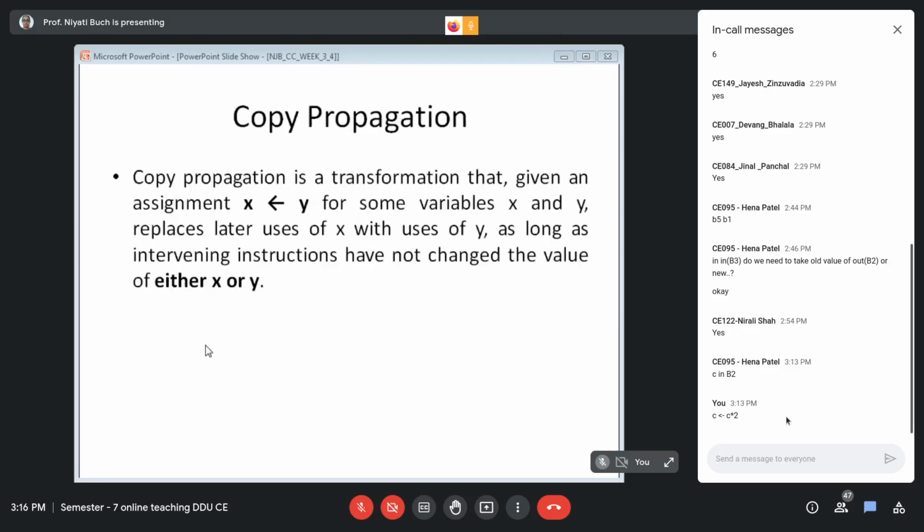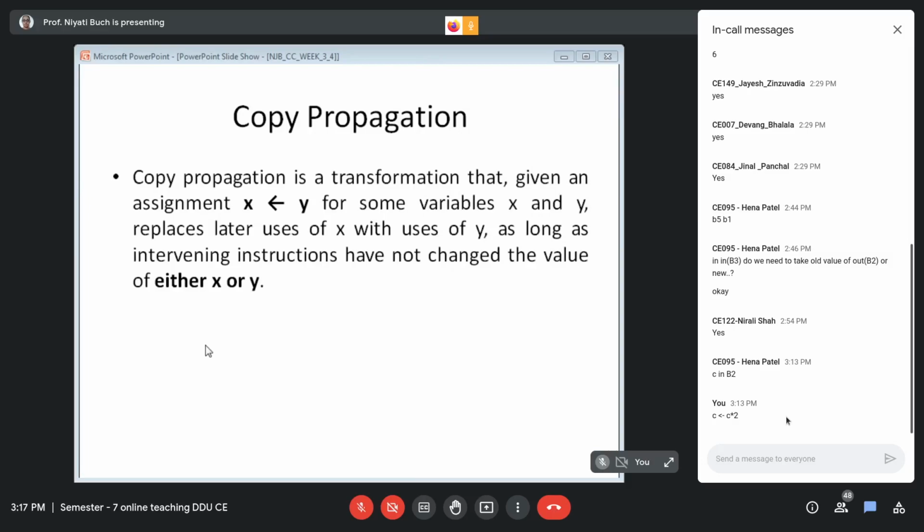So copy propagation, let me just tell you what it is. When we discussed the list of machine independent optimization transformations, we had not mentioned this name. In practice, this step is done before common subexpression elimination, and that would be quite advisable. So let's see this technique.